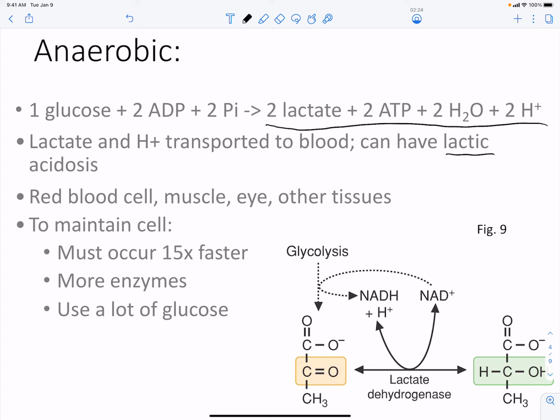So if you're going to rely on anaerobic glycolysis, you're going to have to be much faster at pushing glucose through glycolysis. So you're going to need more of those glycolysis enzymes, and you're going to need more glucose.